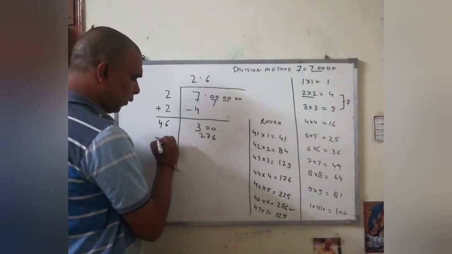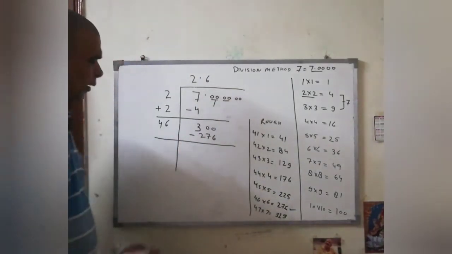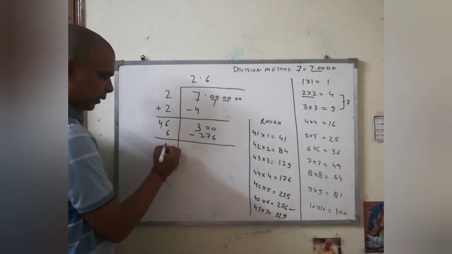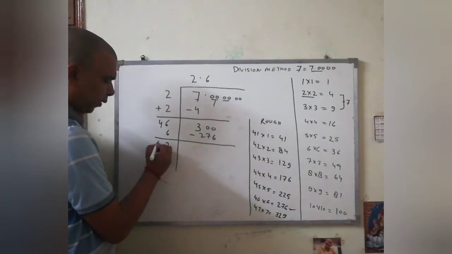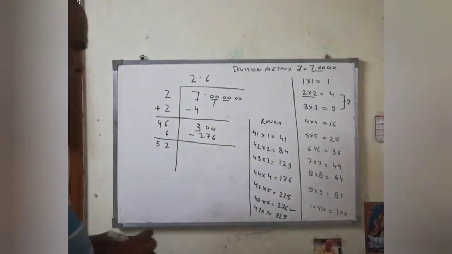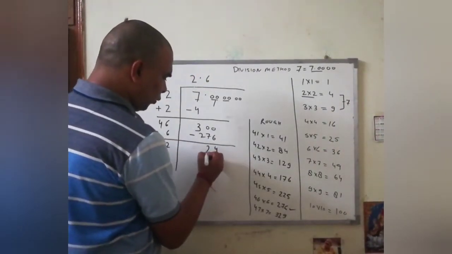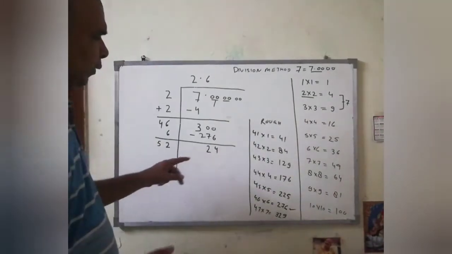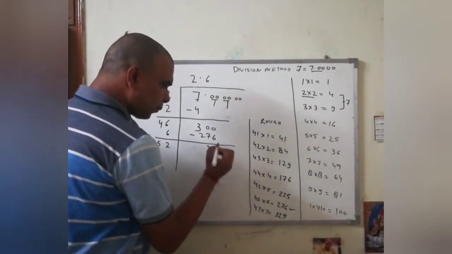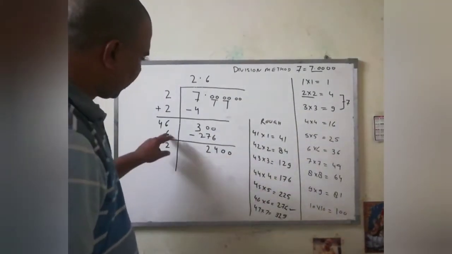276. We will draw one line here and use minus, and we will put 6 in the one's place here. Now it comes 24. What is left? 24 is there. We will copy the next 00 here. Now this rough work was done for 46.